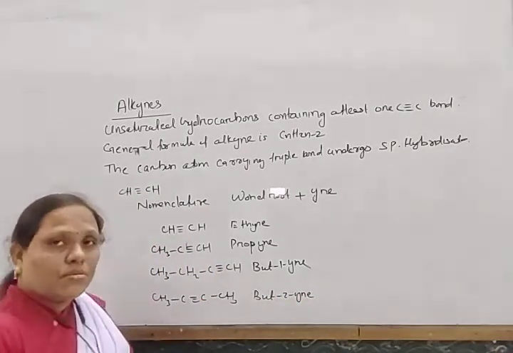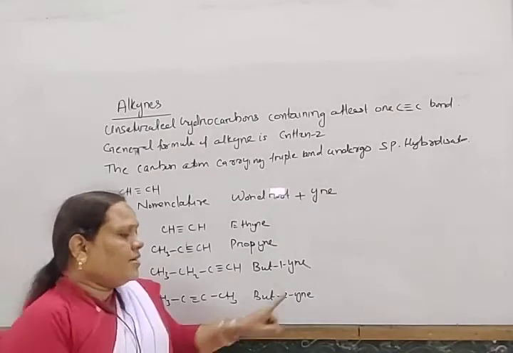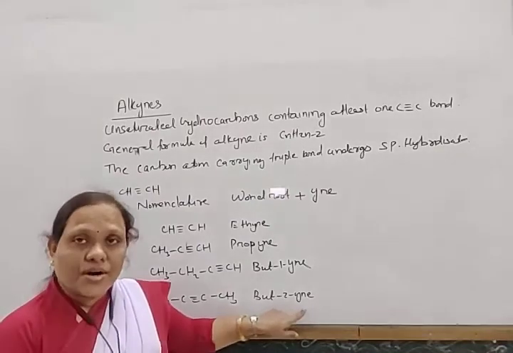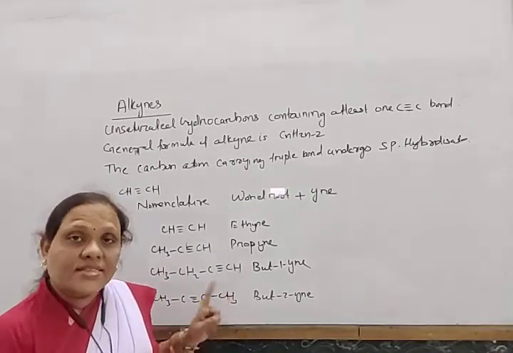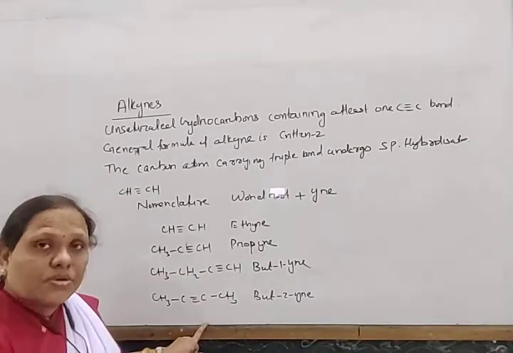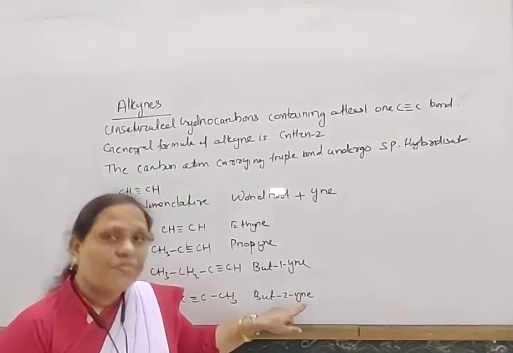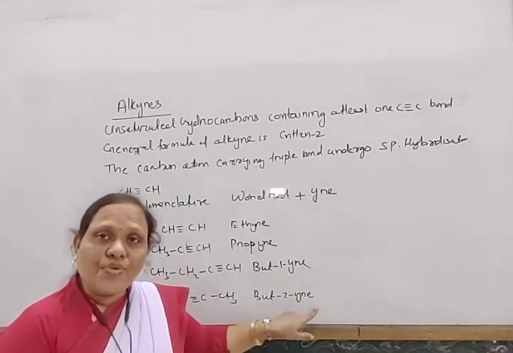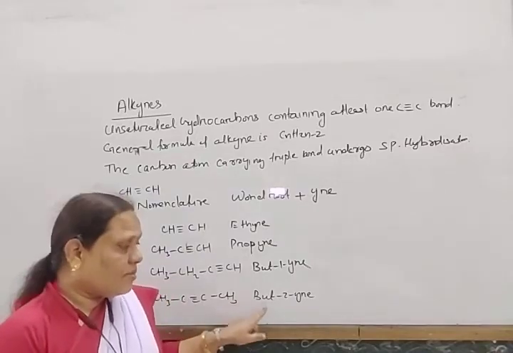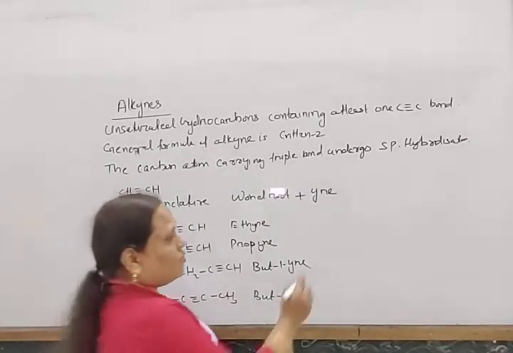If more triple bonds are present, then di, tri, etc. are used before the primary suffix, and an extra a is added after the word root.